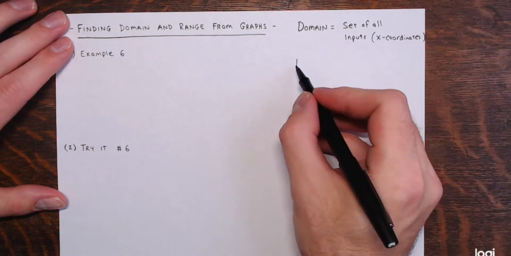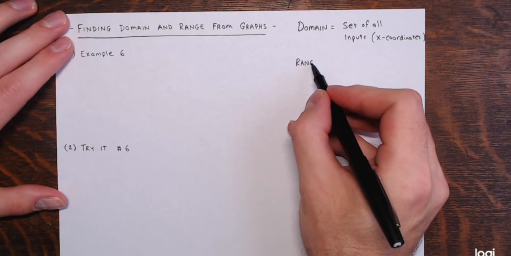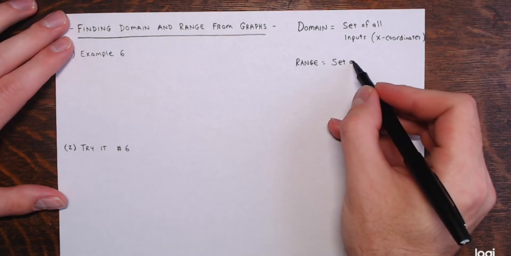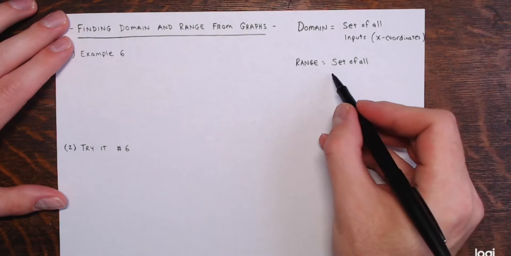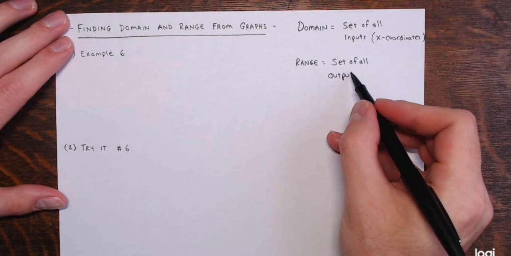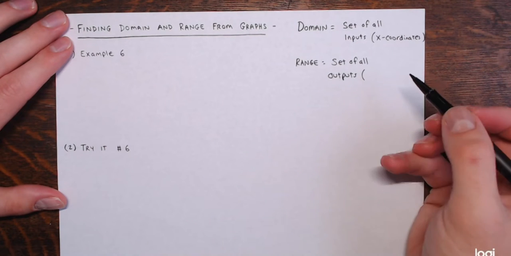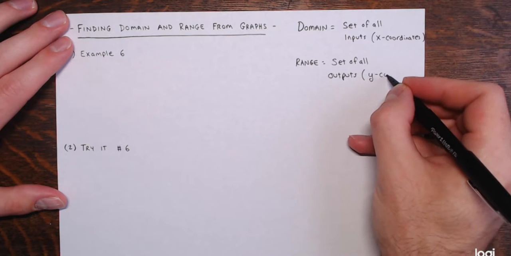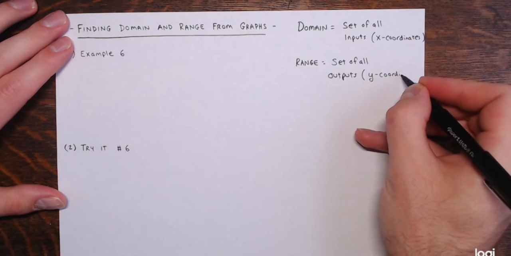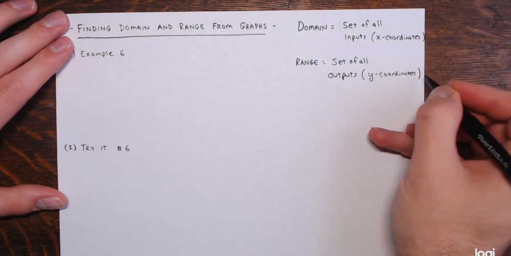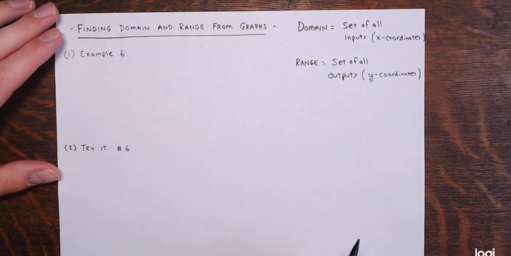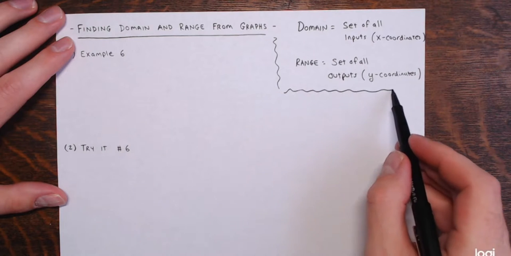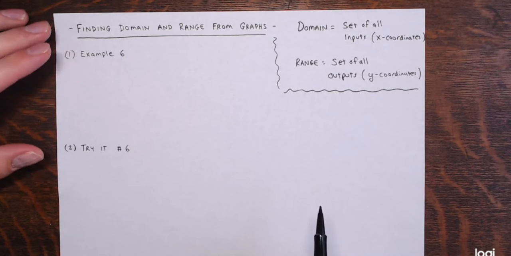And the range is the set of all outputs, which for our purposes here, when we're looking at graphs on the xy plane, will be the set of all the y coordinates that are used in points of a graph. If you keep that in mind, this should be relatively simple.